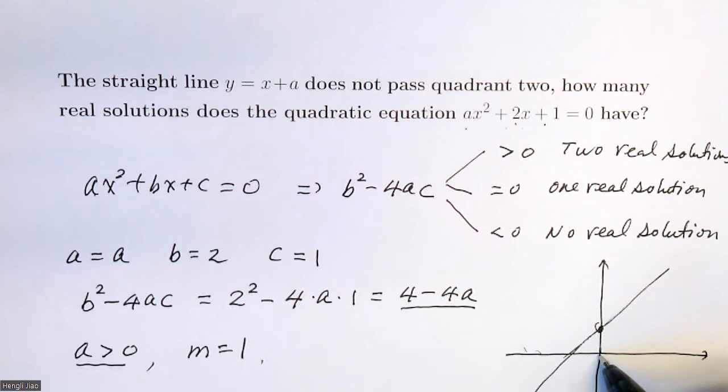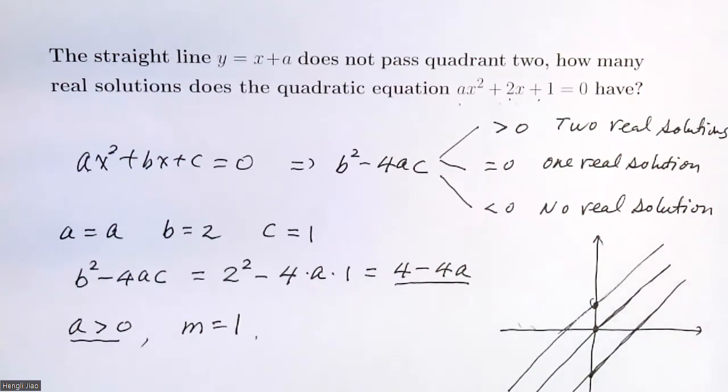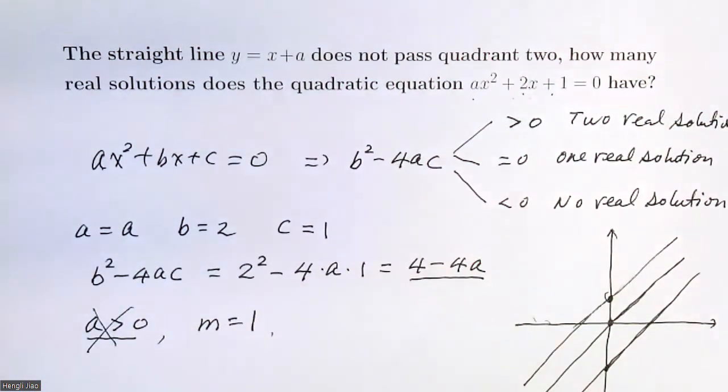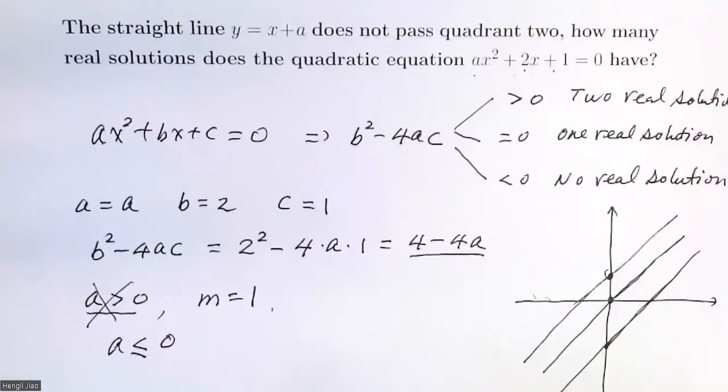Then if a equals 0, your straight line looks like this. It does not pass through quadrant 2. If a is less than 0, say a is negative, then your straight line looks like this, so it also does not pass through quadrant 2. So therefore, according to the given condition, a cannot be greater than 0. So a must be less than or equal to 0.